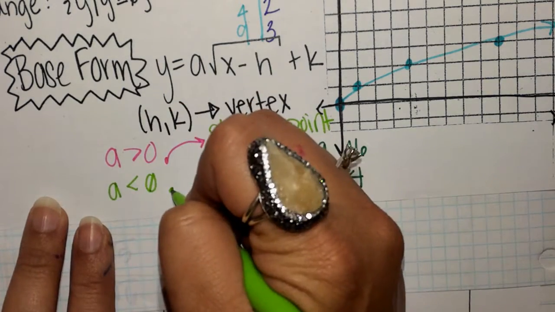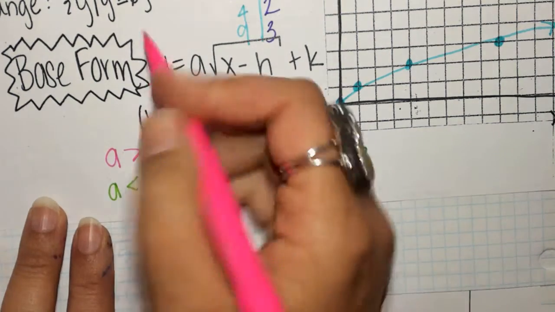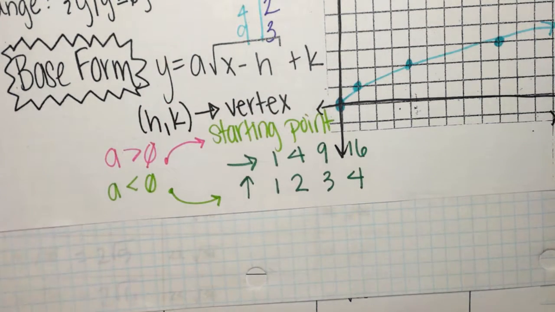But guys, if it was negative, it would look like this. So that looks like what?